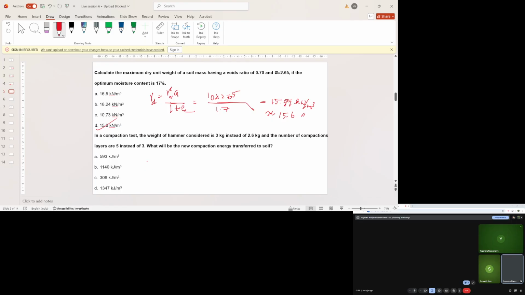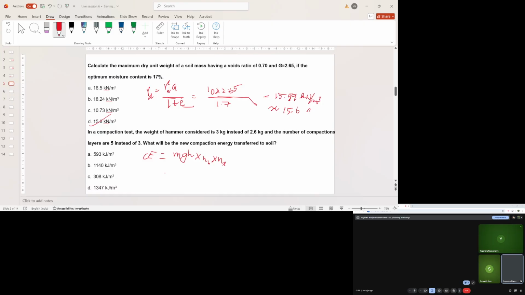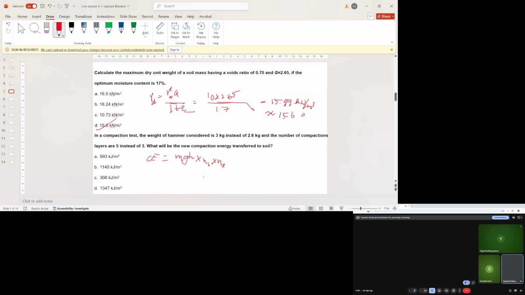So how will you calculate it? The compaction energy is going to be m g h into number of blows into number of layers. It is the potential energy which is getting transferred to the compaction, which you are giving as compaction energy. You are making the hammer fall from a particular height, so that potential energy of the hammer is getting transferred to the soil as compaction energy.